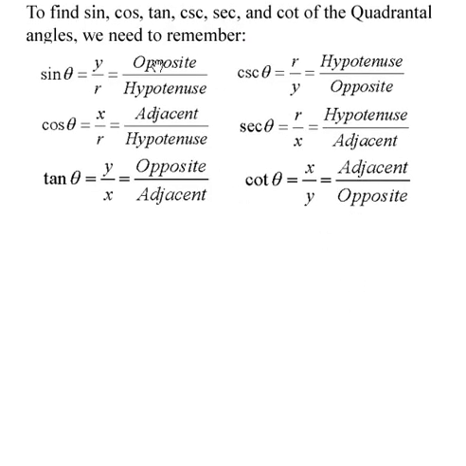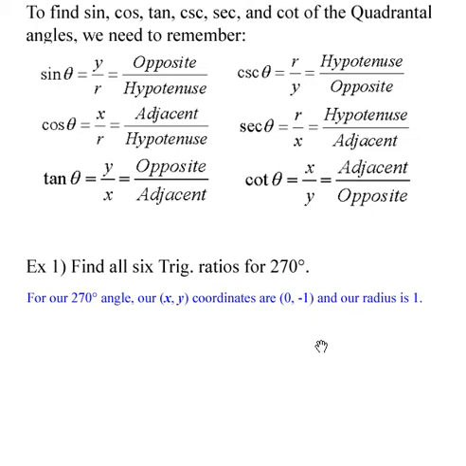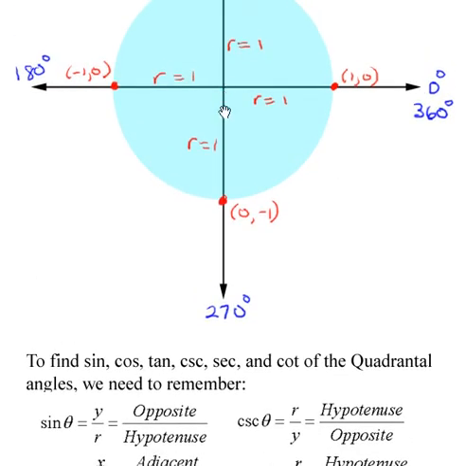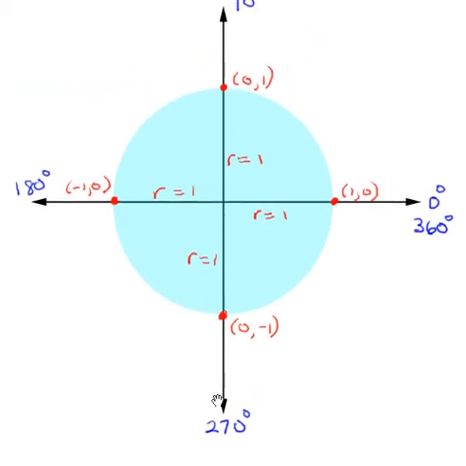And this is the reason we had to learn definitions for both the sides of the triangle, opposite over hypotenuse, as well as the y value over the radius. So for our first example, we want to find all 6 trig ratios for a 270 degree quadrantal angle. Remember, at 270 degrees we have a radius of 1, and we also have a point of (0, -1).